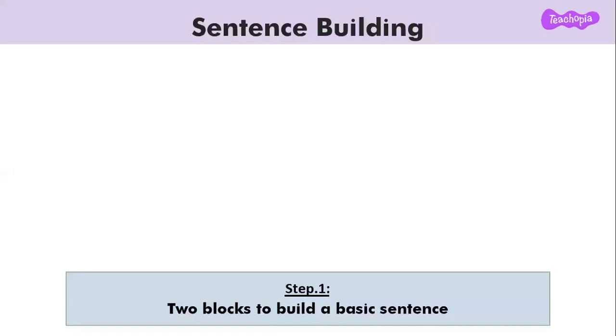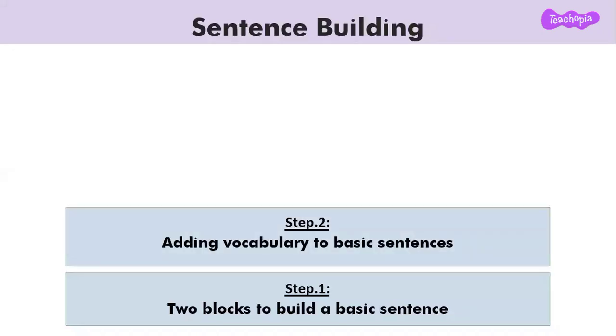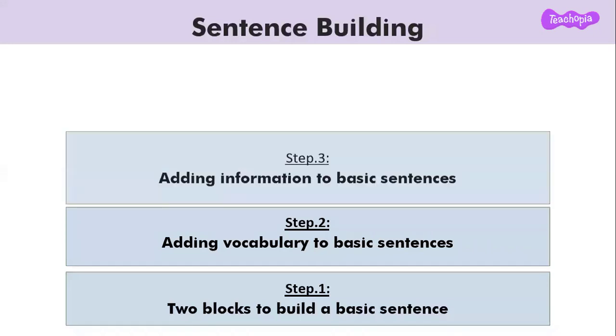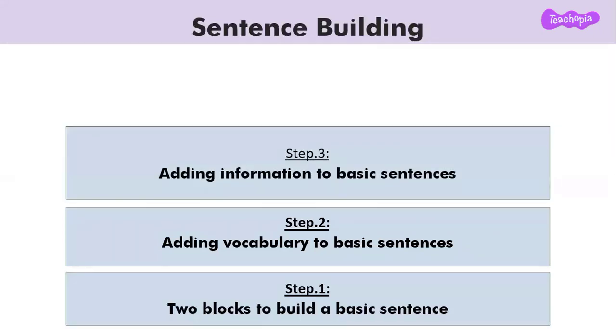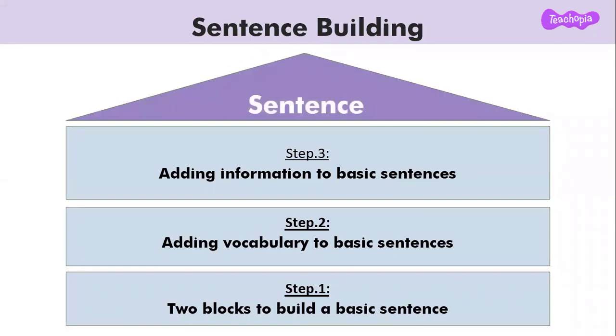Step one is we learn the two blocks to build a sentence. That is, to build a basic sentence. Step two, we need to learn how to add vocabulary to our basic sentences. How do we enrich our sentences with vocabulary? Step three is, now that we've learned basic sentences, how do we add information to our basic sentences? These are the three steps of sentence building we are going to learn today.